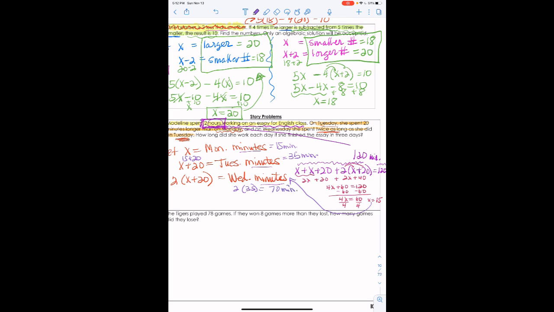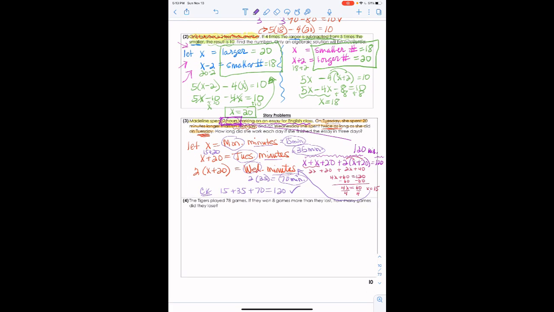Okay, and then it said, how long did she work for each day? So it says it right there. For Monday, 15 minutes, Tuesday, 35 minutes, Wednesday, 70 minutes. And the best check, short and sweet: 15 plus 35 plus 70. You just want to make sure it really does equal 120 minutes, which it does. Okay, nice job on that.